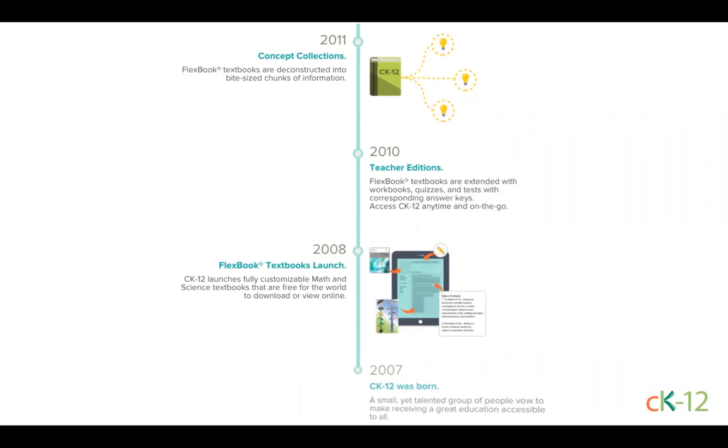In 2008, Flexbooks were launched with fully customizable math and science textbooks, free for the world to download or view online. And then in 2010, CK12 added teacher editions that offered extensions like workbooks and quizzes and tests with corresponding answer keys. In 2011, our concept collections were introduced. And unlike original Flexbooks that offer full lesson plans and follow the structure of what you'd find in a more traditional textbook, these concept collections deconstruct the books into bite-sized chunks of information, similar to how teachers want to teach and students want to learn.